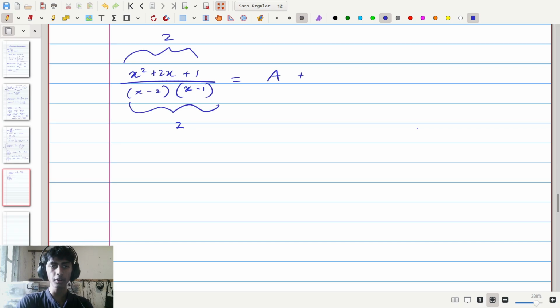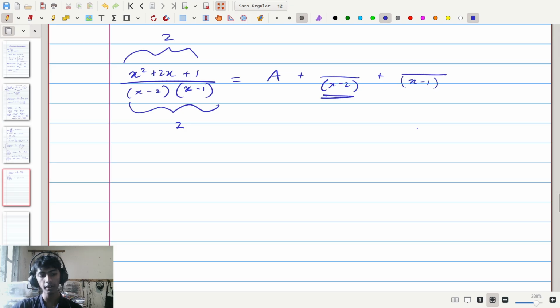And now that we've done that, we've dealt with that, we can now do our normal partial fraction thing, where we just construct rational functions where the order of the numerator is 1 less than the order of the denominator. In this case, we have a denominator of x minus 2 and another denominator of x minus 1 over here. Here we have order 1, so we have order 0 on the numerator. Similarly, here we have order 1, so we have order 0 on the numerator.